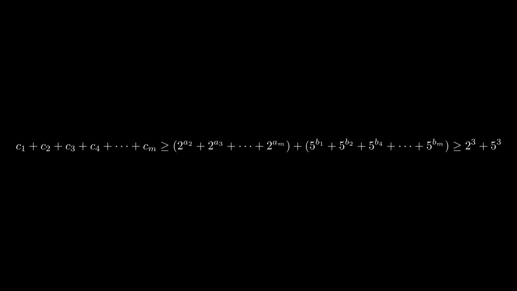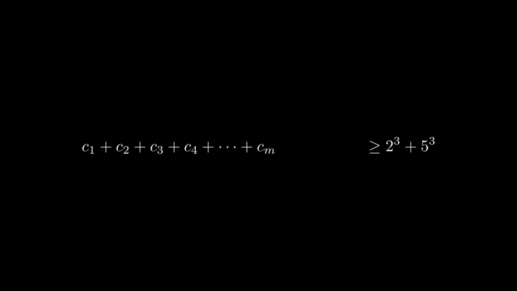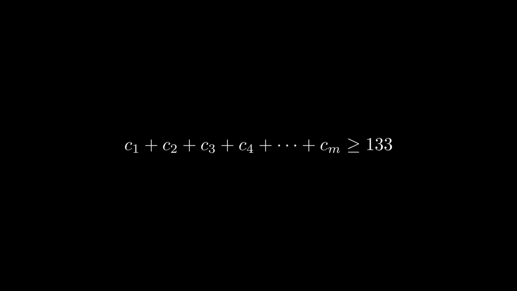Let's now collapse this inequality. Recall that the sum of the cycle lengths is n. So this becomes... That leaves us with this rather simple inequality. Hence, for any valid permutation, n must be at least 133. So, all that remains is finding a valid permutation on 133 points.